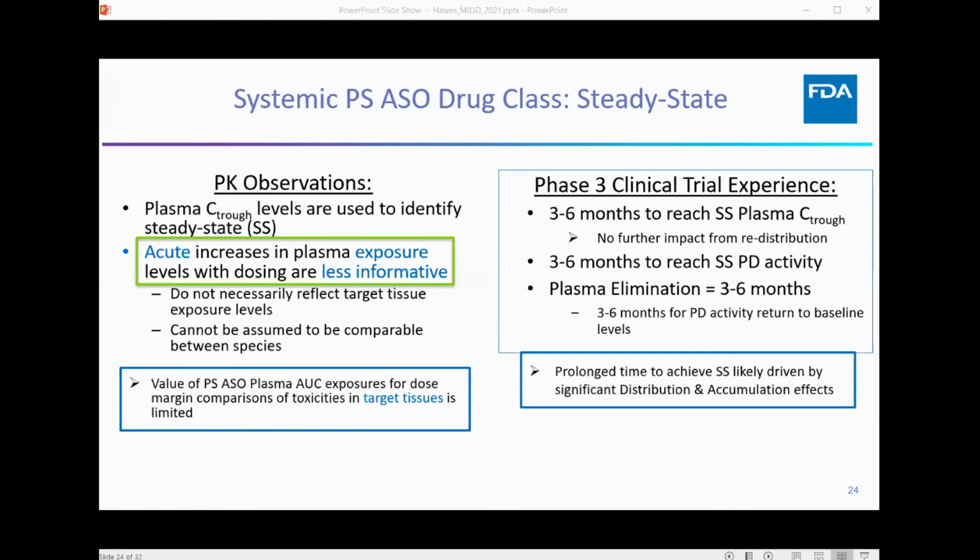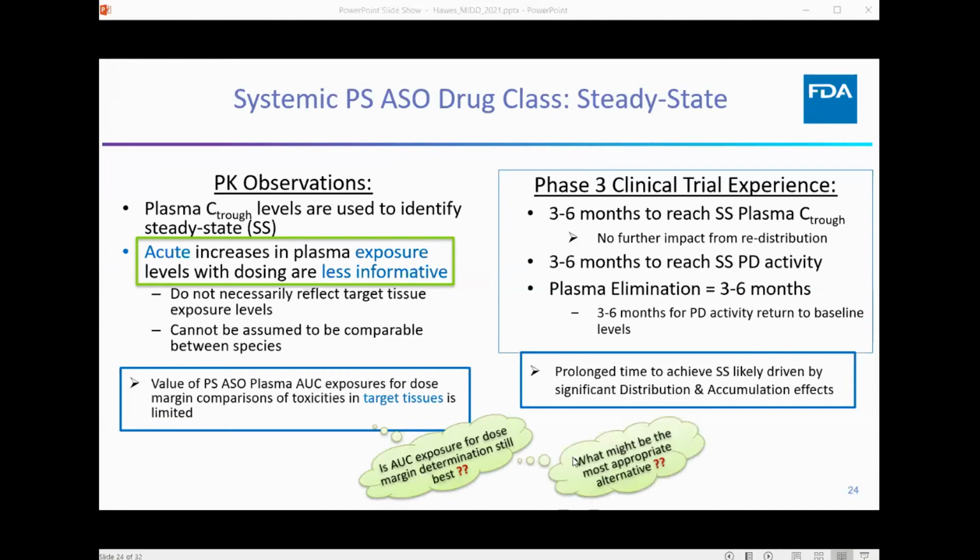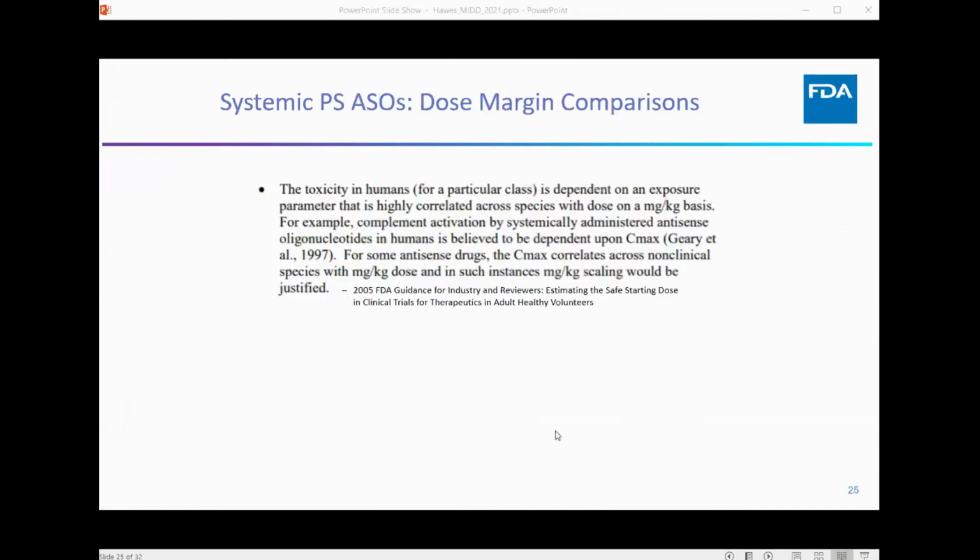Since the gold standard for regulators is to determine dose margins and safety, this brings about the question, are AUC exposures for dose margin determination still the most appropriate choice? And if not, what might be the appropriate alternative for the safety dose margin determinations?